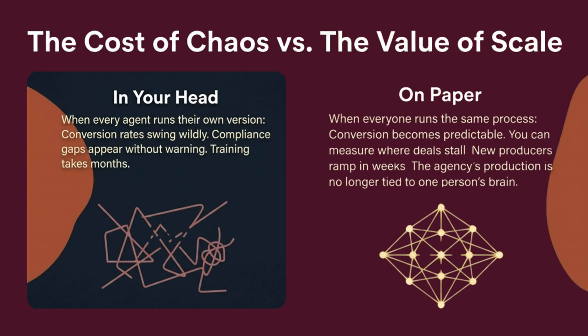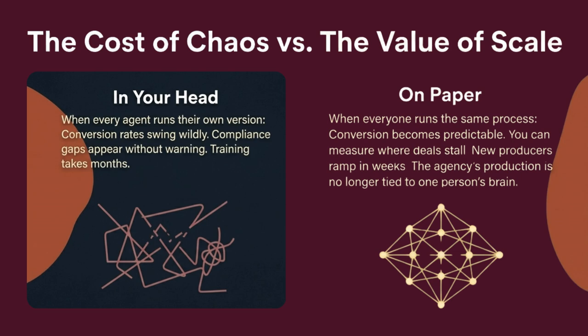When every agent runs their own version of the sales process, three things happen. Conversion rates swing wildly between agents. Compliance gaps appear without warning. And training a new producer takes months because they have to figure out the steps by watching whoever is around.